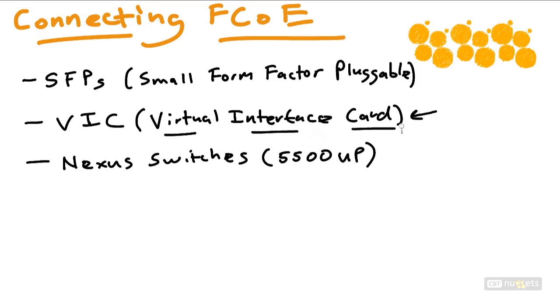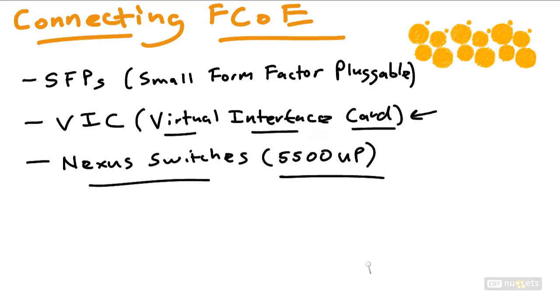This is a converged network adapter for our environment that you're going to love, and you're going to be really fascinated by its features. And then we'll go ahead and wrap up, and we'll talk about a particular Nexus switch, the 5500 UP, and we'll see how it would be connected to the northbound local area network and the northbound storage area network.